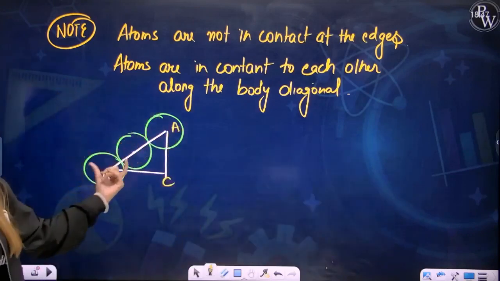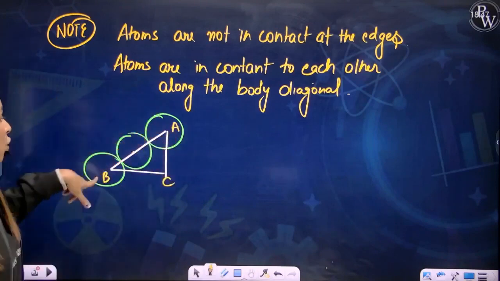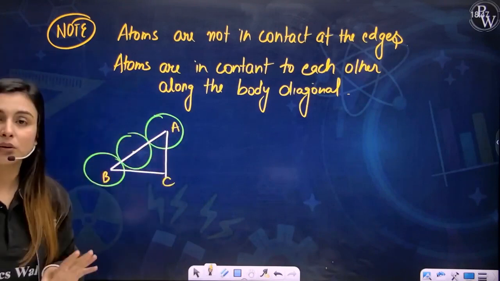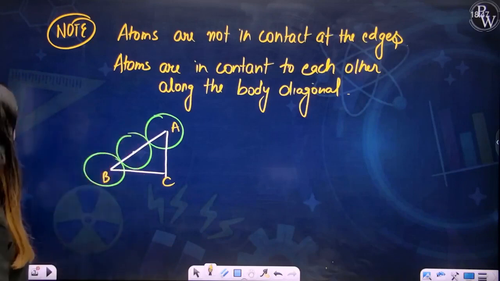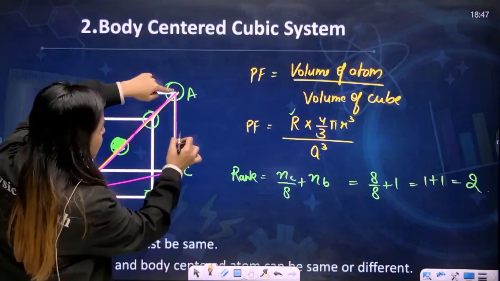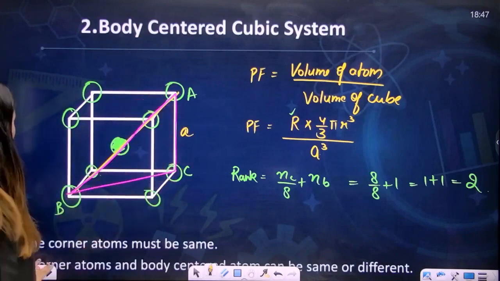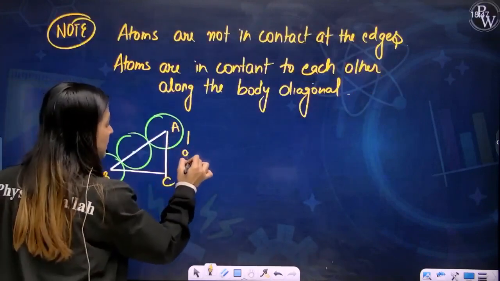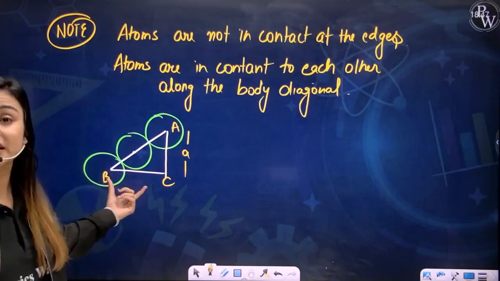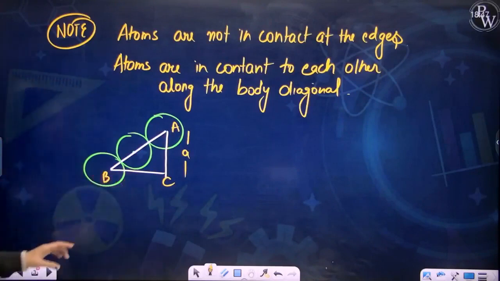So I want to calculate the length of AB. How can I calculate the length of AB? If I talk about AC, can I say that the AC edge length is A? Yes, because AC is the edge length. Yes, ma'am. So this is A. This is clear to me. But now, what is AB? What is BC, my dear students?